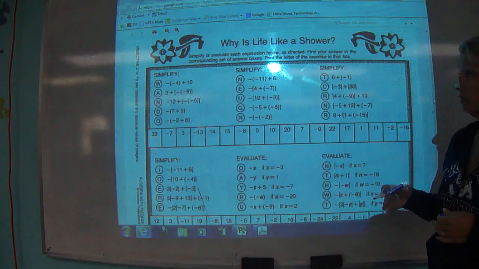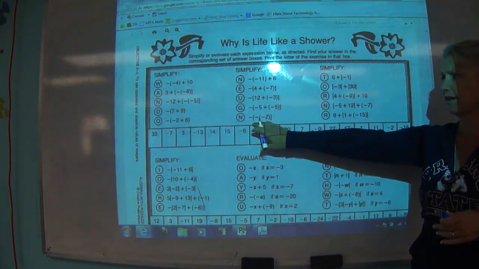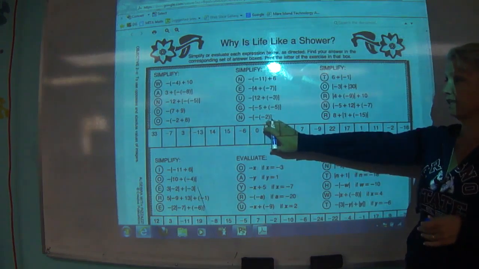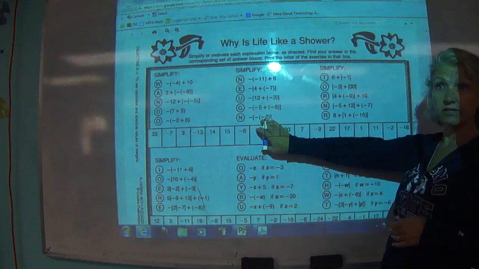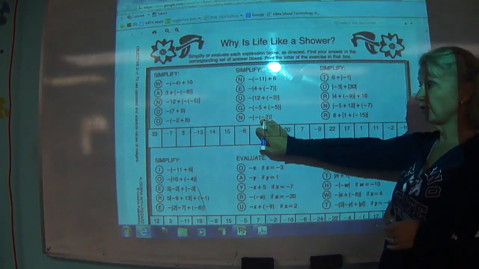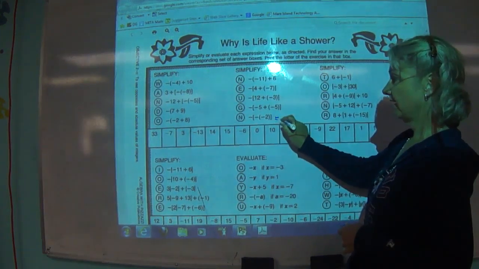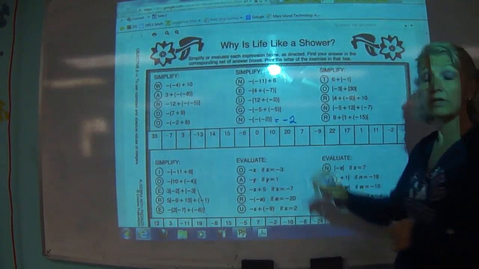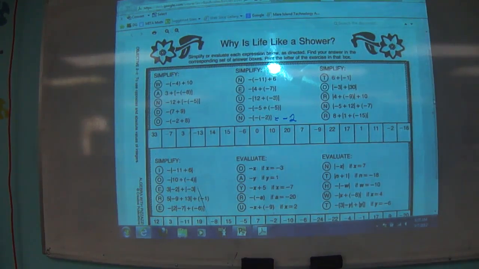So even when we look at one, we've added absolute value, we've added something like this. So do what's in the parentheses. So we have a -2. What's the opposite of -2? +2. And then the opposite of a +2 is a -2.